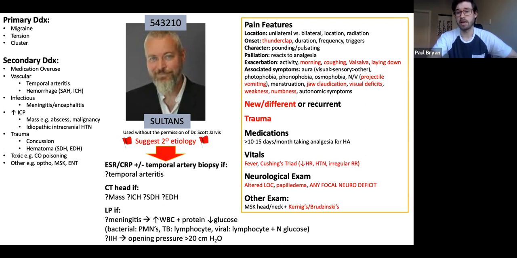So the test is going to ask you about ordering temporal artery biopsies. And it's either going to be you don't need it, it's unnecessary, or you do need to recognize that you need to do that gold standard test for confirming giant cell arteritis.